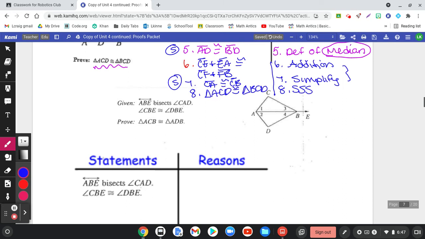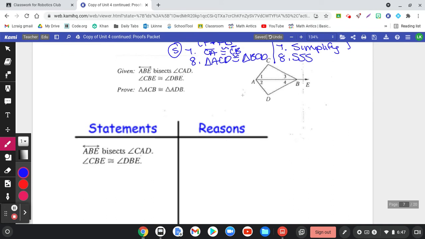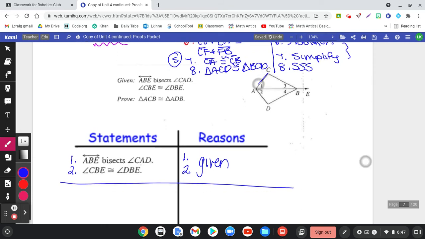All right, last example today. And I did put your givens in there, so let's just take a look at what we're working with. So 1 and 2 are our givens. All right, so we're trying to prove that the two triangles are congruent again. It says ABE bisects angle CAD, so let's start there. CAD is being bisected, so that means angle 1 is congruent to angle 2 by definition of bisect. They already have the numbers in there for us.